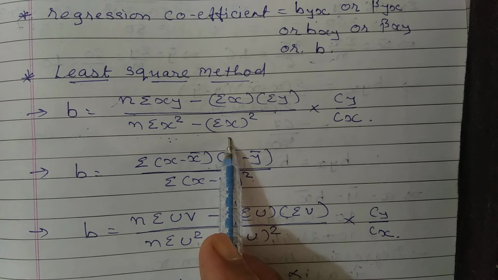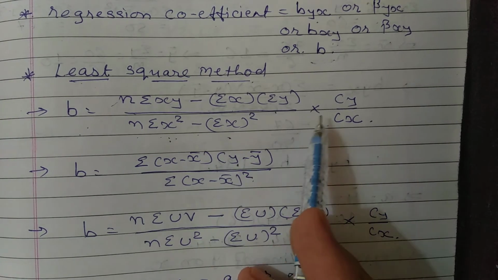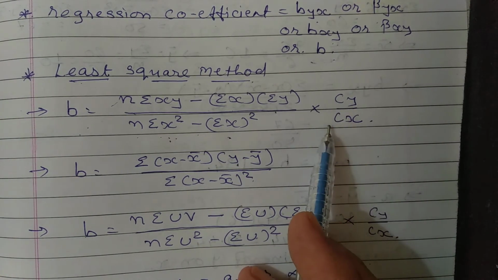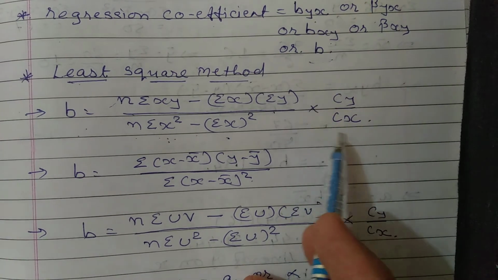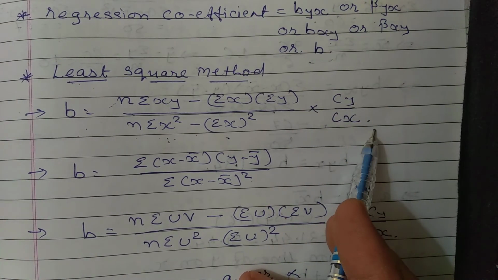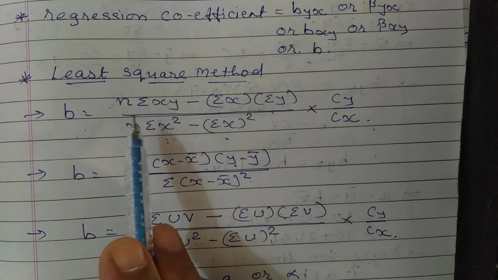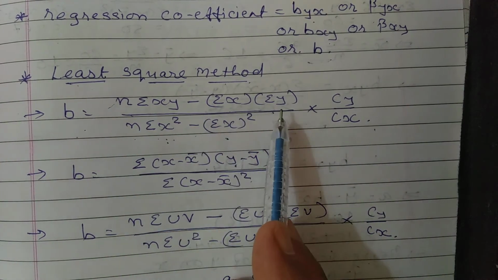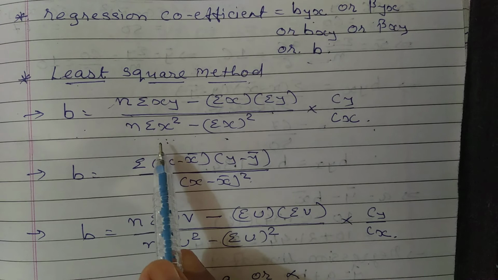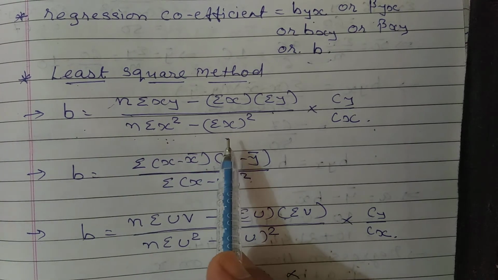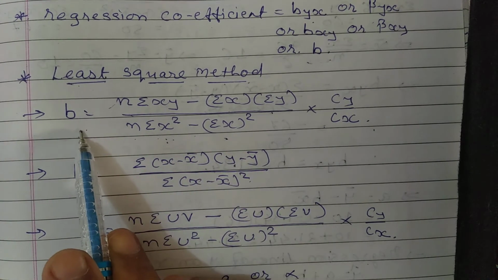If there is any common element, you have to multiply it by cy upon cx. Such multiplication was not there in chapter number 2. Once again, n sigma xy minus sigma x sigma y upon n sigma x square minus sigma x the whole square. This is the formula to find out your b.